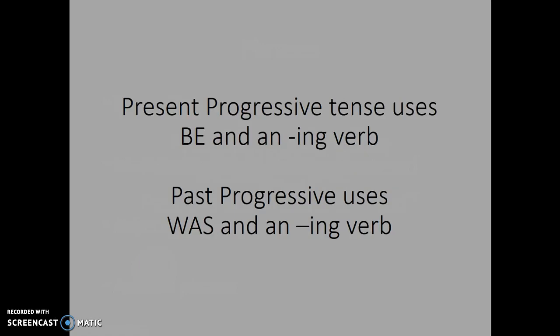Where the perfect tenses use forms of the word have, the progressive tenses use forms of the word be and the verbs that end in ing. The present progressive tense uses is, which is a form of be, plus an ing verb. The past progressive uses was, which is the past tense of be, and the ing verb. Future progressive uses will or shall with the ing.